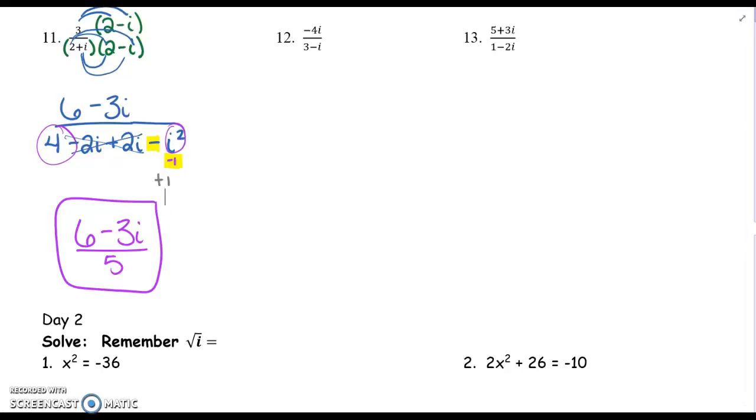By multiplying by the complex conjugate of the denominator, the i's cancel out, the i squared becomes negative 1, and we no longer have any i's in the denominator, which means we don't have any square roots in the denominator, which is what we want. So what do you think we're going to have to multiply number 12 by? 3 plus i. So we need to multiply the numerator and the denominator by 3 plus i. Give that a try and see if you can simplify your answer.